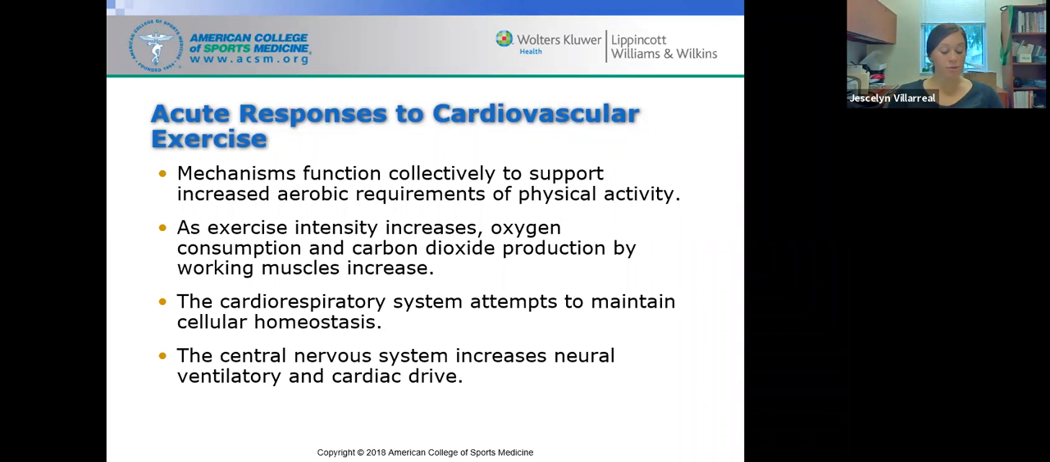The cardiorespiratory system attempts to maintain cellular homeostasis. It's trying to find balance between O2 and CO2. Lastly, the central nervous system increases neuroventilatory and cardiac drive, which causes an increase in cardiac and respiratory muscle activity. This results in increased blood flow and airflow.